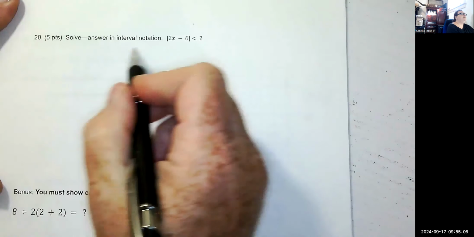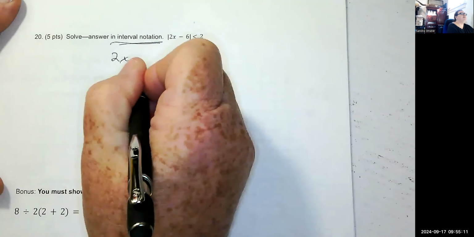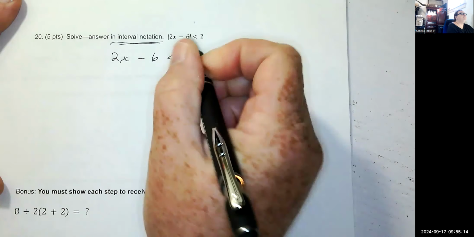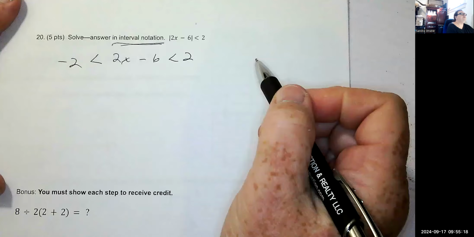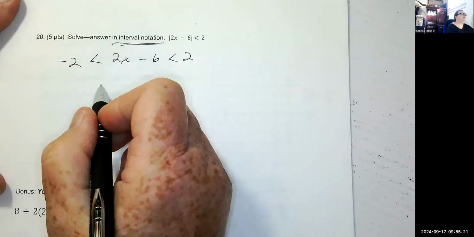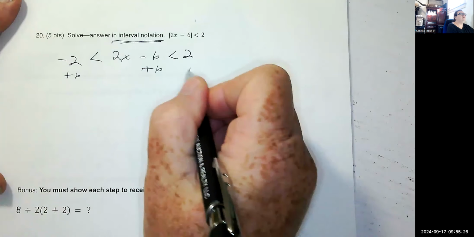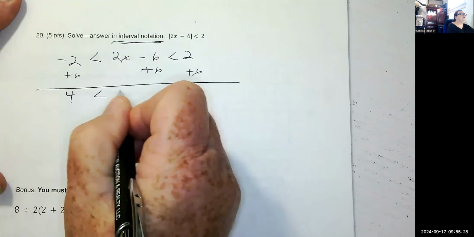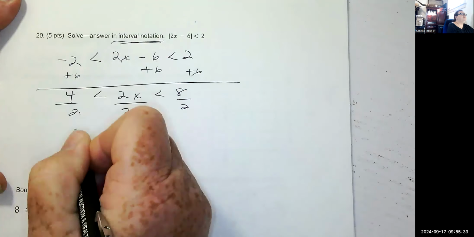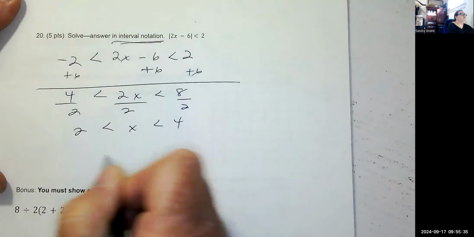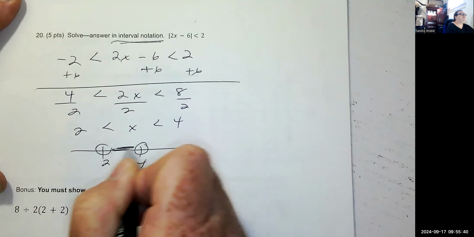Last page, solve, answer in interval notation. So I'm going to go ahead and break these up into 2x minus 6 is less than 2, and 2x minus 6 is greater than -2. You could have written it like this, or you could have broken it into 2. I'm just going to go ahead and do it this way. I'm going to add 6 to all. Divide everything by 2. Number line. Neither included, and it's in between.